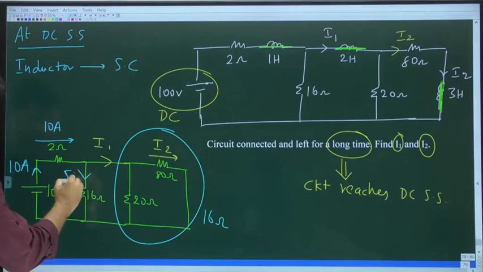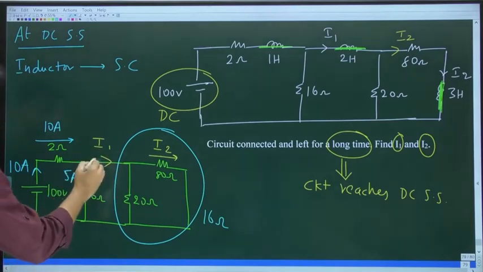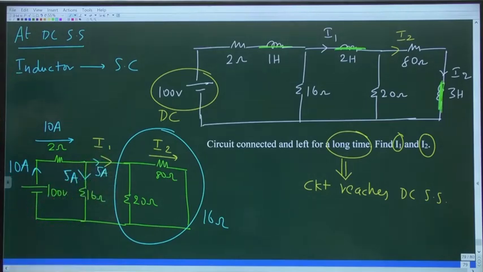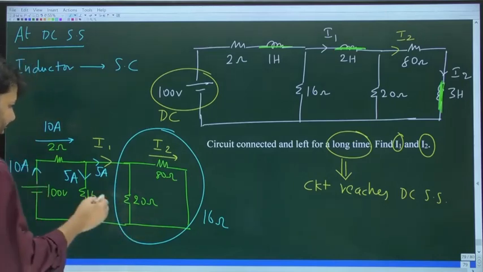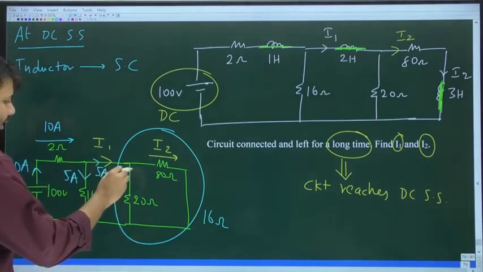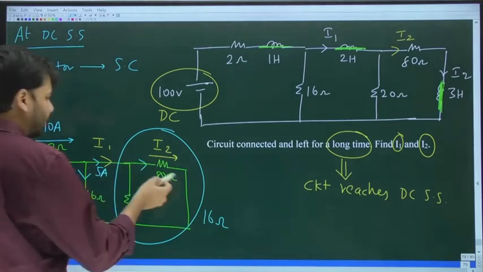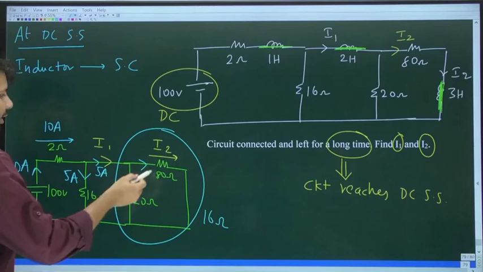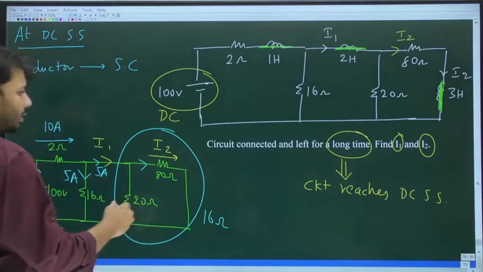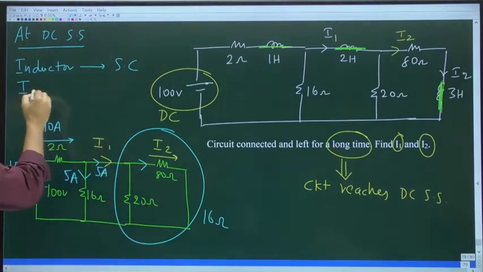So what is this current? It is going to be 5 amps. And what is this current? It is again going to be 5 amps. And then this 5 amps will get divided between 20 and 80. We are interested in the current through 80. You know, current through 80 will be proportional to 20. So what is I2 going to be?